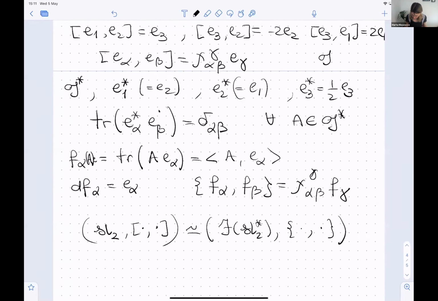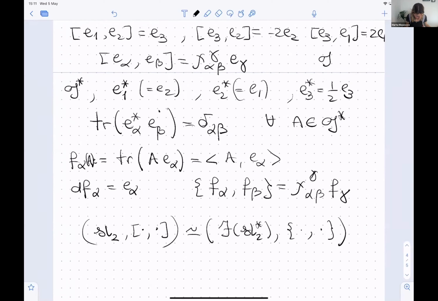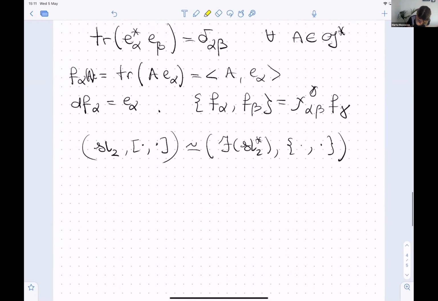Okay, so why all this tiring thing? Because now I want to consider a special Hamiltonian system on many copies of SL2, and then I'm going to use these ideas to quantize it. So I'm going to take a Hamiltonian system.